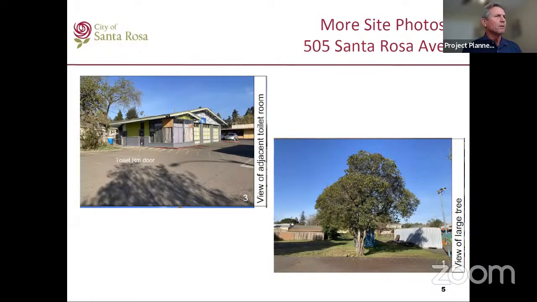And then the picture at the lower right-hand corner is just showing, again, the project site just from a different angle on site. And I believe this is looking north and there's an existing tree on site. And then you can see also a couple of the storage containers that are there. Next slide, please.